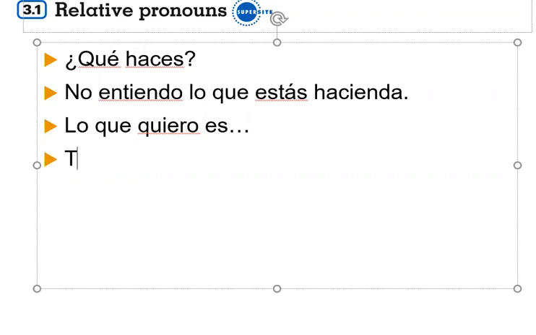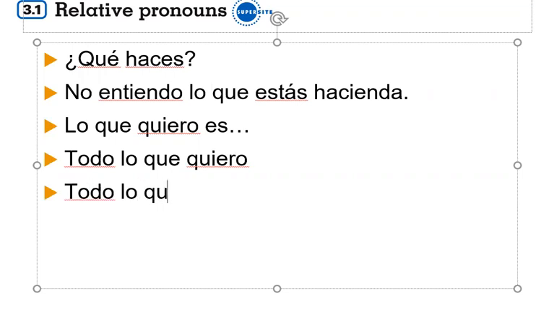Oftentimes, you'll even see in front of it a todo. Todo lo que quiero. Listen. Todo lo que necesito. So I'm putting it in the front, but really it still functions as a relative pronoun, because as you can see, I put es after my conjugated verb. We always hear the rule, don't put two conjugated verbs next to each other. But sometimes there are exceptions, and this is one of them, because this is my clause, and it is what I want. And a second clause is, es el amor. Todo lo que quiero es el amor. All I want is love.